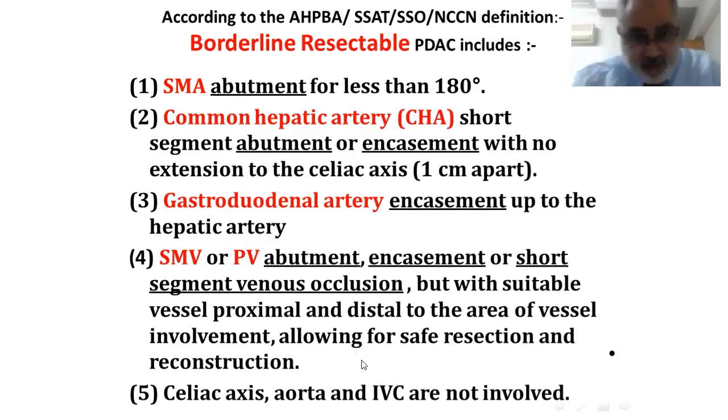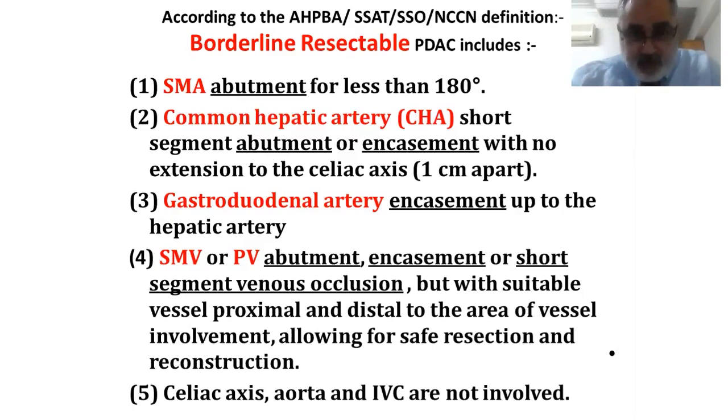If the length of involvement of the vessel is 2 centimeters or less, then the surgeon can do reconstruction, approximating the ends with suturing or venous grafting. But if the distance is more than 2 centimeters, then it is unresectable, because reconstruction of the vessels will be difficult. But this centimeter is subjective. It is left to the circumstances of the operation.